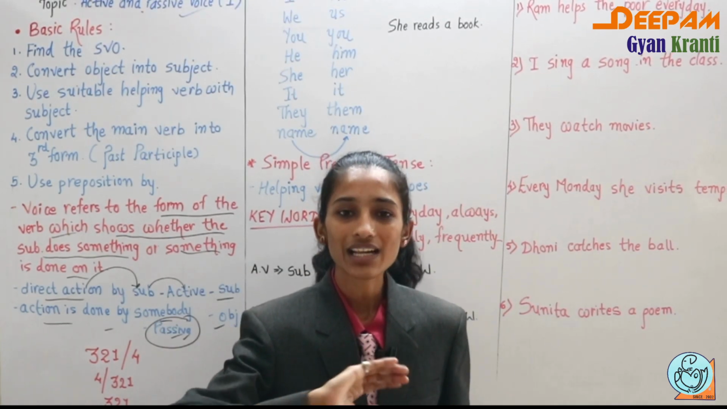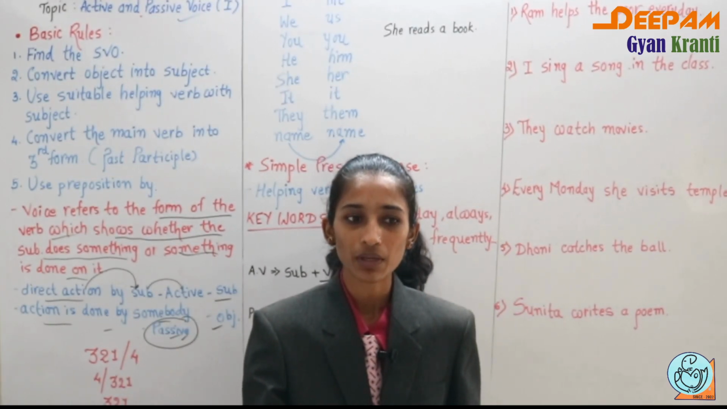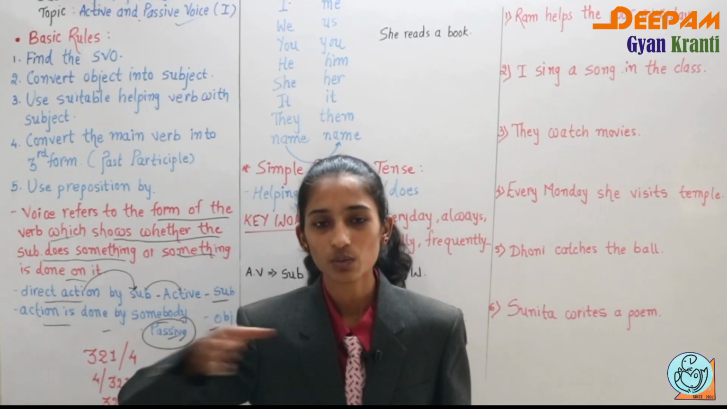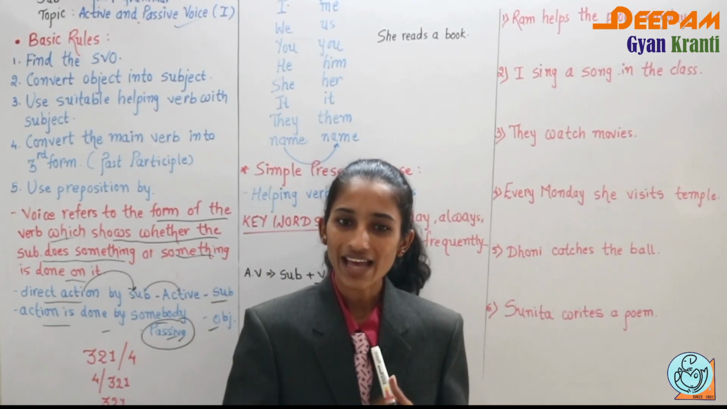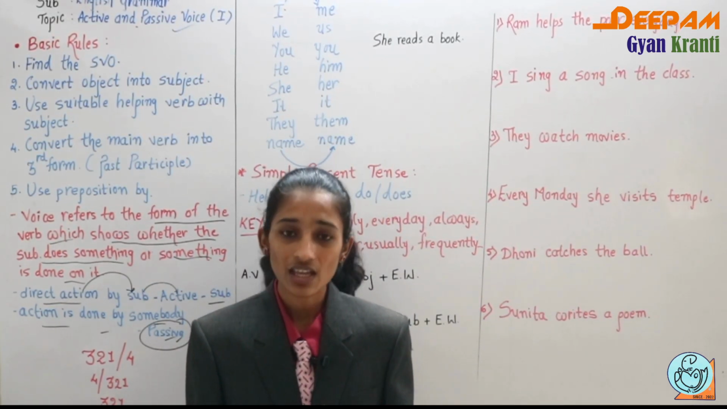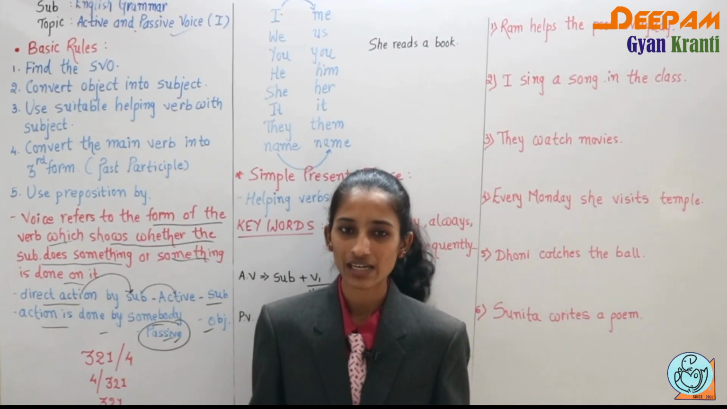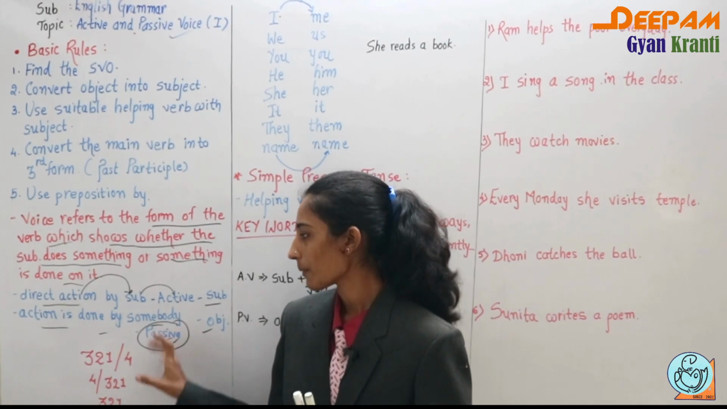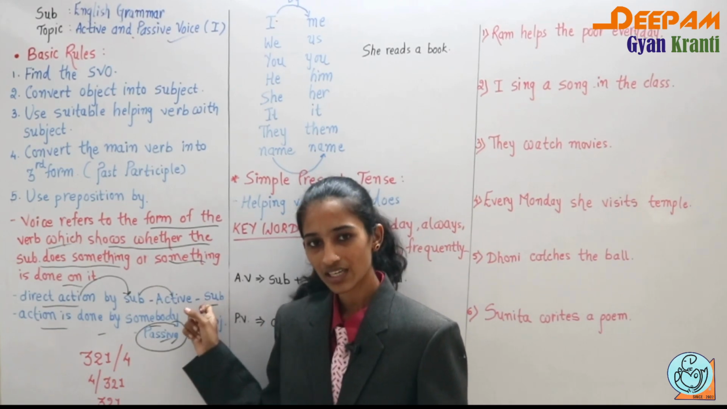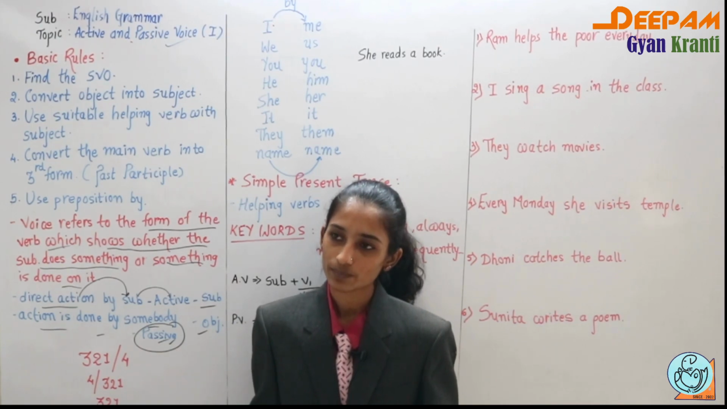Sometimes we tell a direct thing to somebody else, so that is active voice. But sometimes we say something indirectly, that he says like that, so that is passive voice. So direct thing is active voice, and indirect thing is passive voice. In active voice the subject plays an important role, and in passive voice the object plays an important role. You have to remember this thing only.